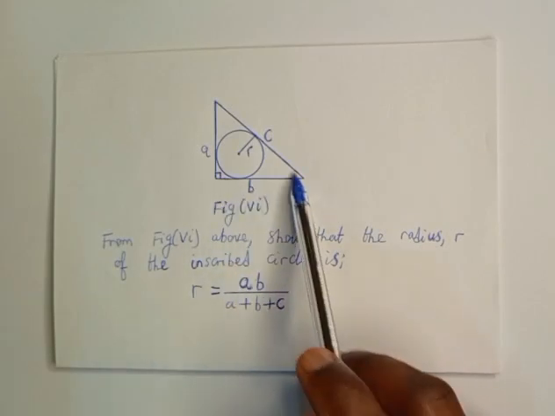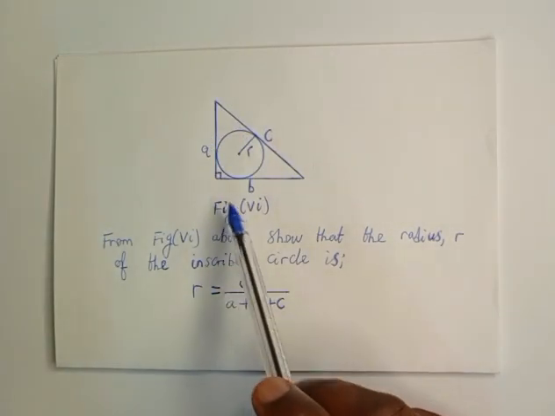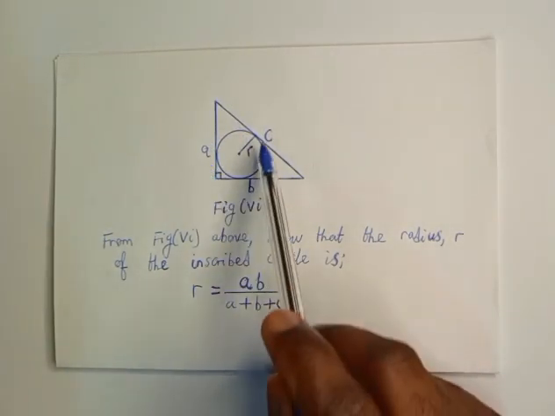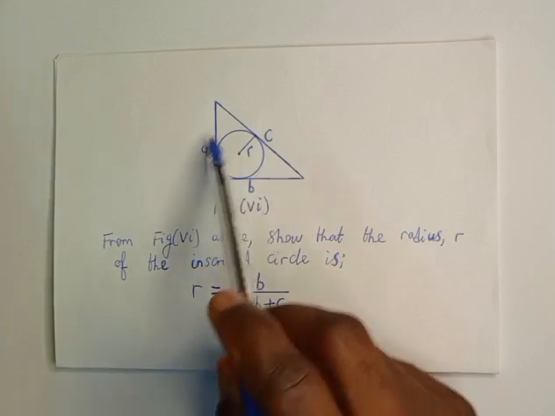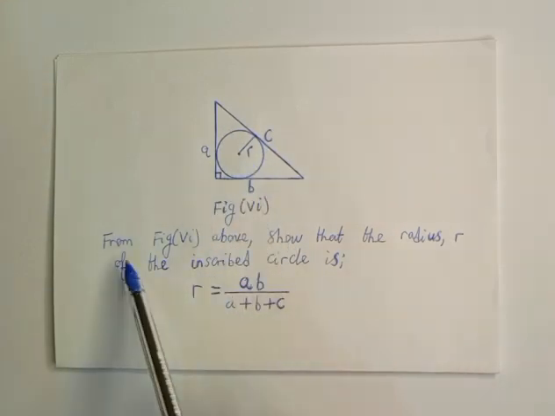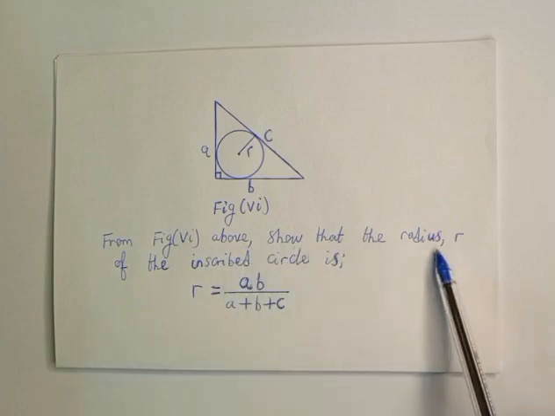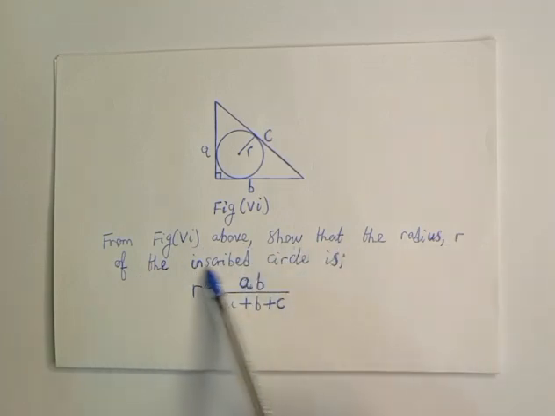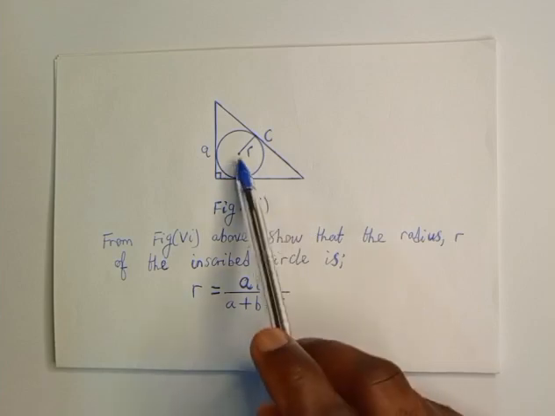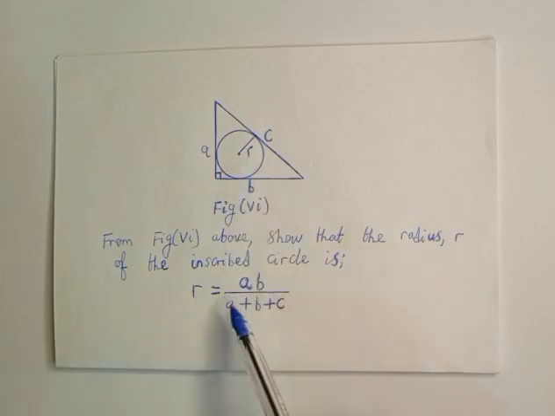Figure 6 is a triangle with sides A, B, C containing an inscribed circle of radius r. From figure 6 above, show that the radius r of the inscribed circle is r equal to a times b all over a plus b plus c.